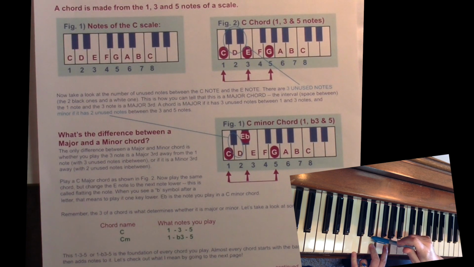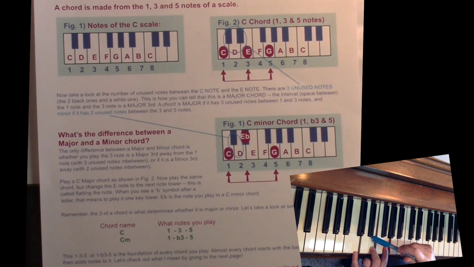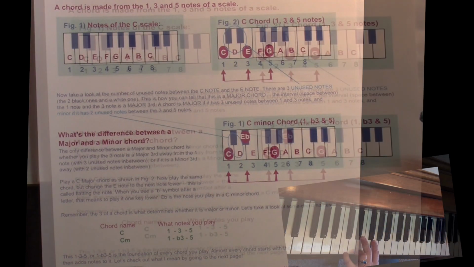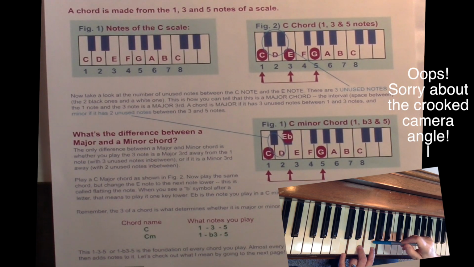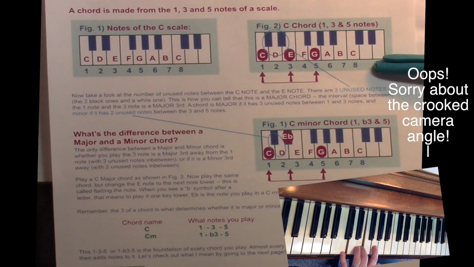This third note up from the 1 of a chord is what determines whether a chord is major, with 3 unused notes between the name of the chord and the middle, or minor, which has 2 unused notes between the name of the chord and the 3. So here's the trick about major versus minor: it's only the third note of the chord, 1, 3, 5, that determines it.